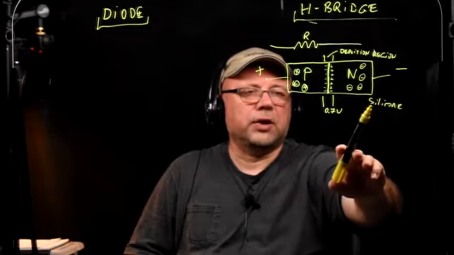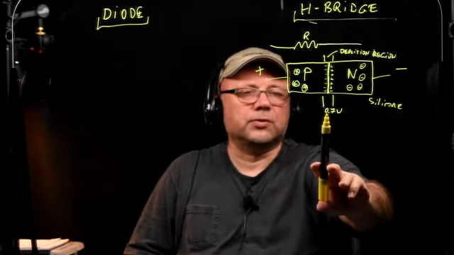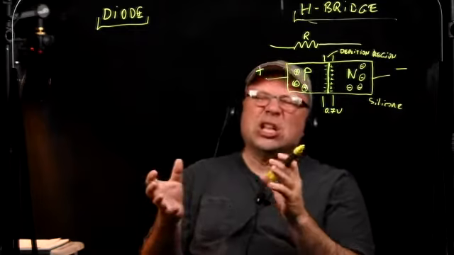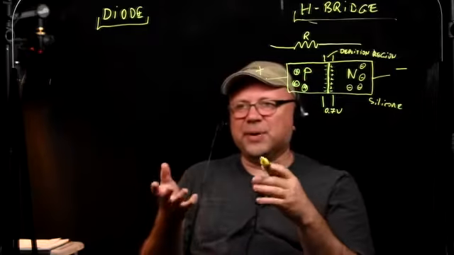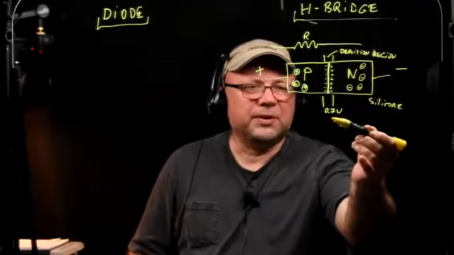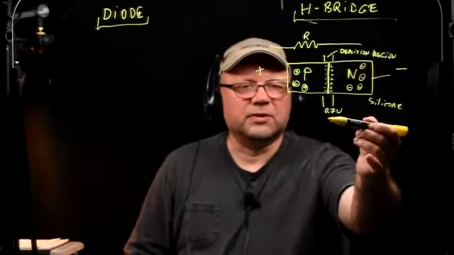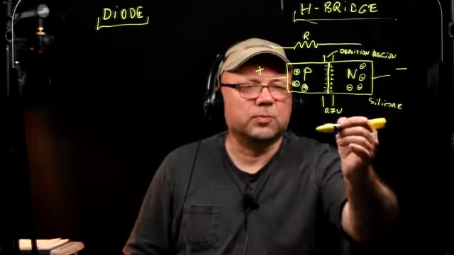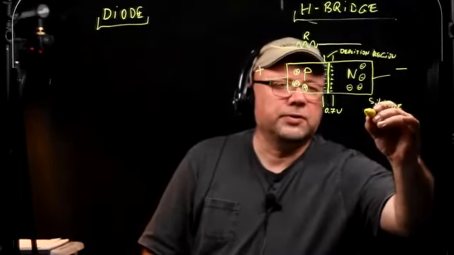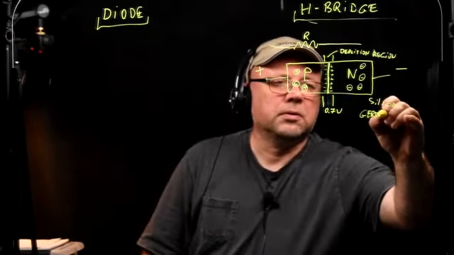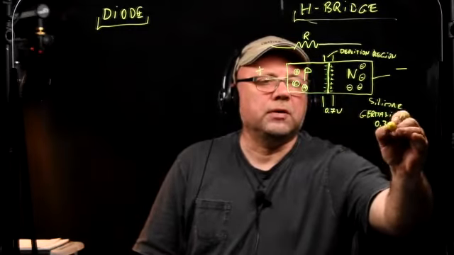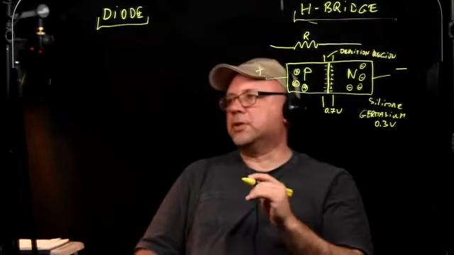Now, silicon diodes have usually 0.7 volts, anywhere from 0.6 to close to 0.8. You know, it depends on when this thing was made and how this thing was fused together. So for the sake of this lesson here, usually it's assumed to be 0.7 as an average. Okay. Now, germanium diodes are going to have 0.3 volts, okay, of a depletion region.